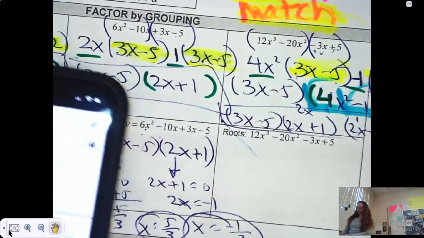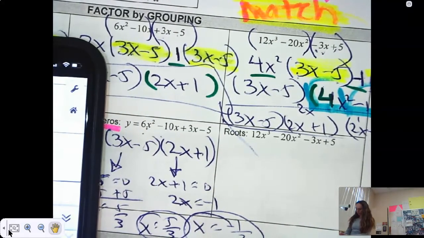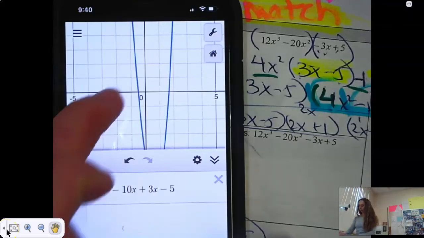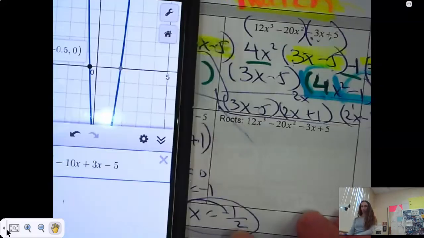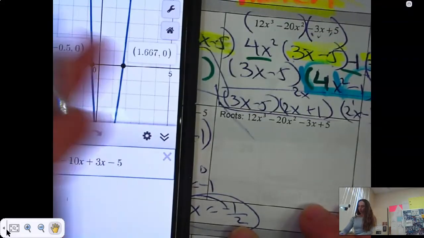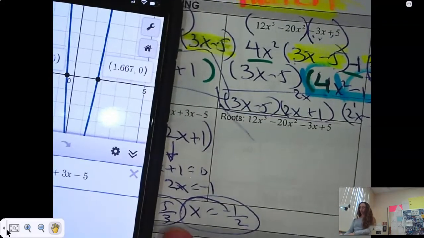I can graph it. If I was to do that, it's going to take a long time, but I think it's important for you to see it, to remember because it's been a while. 10x, wait, that's squared, not cubed. Okay, let me pause it real quick. So I graphed it, and I can see it crosses the x-axis at negative 0.5, which is negative 1/2.